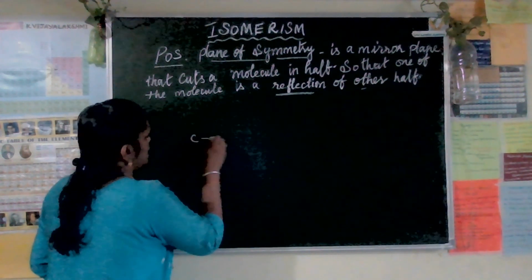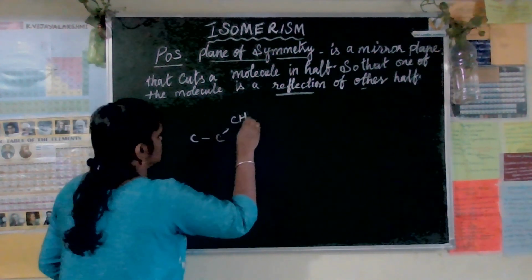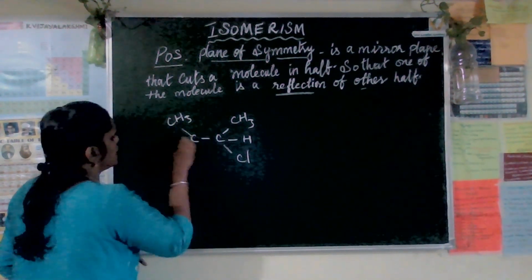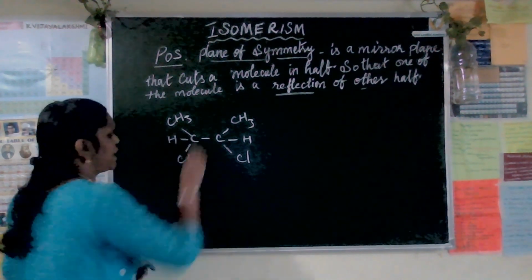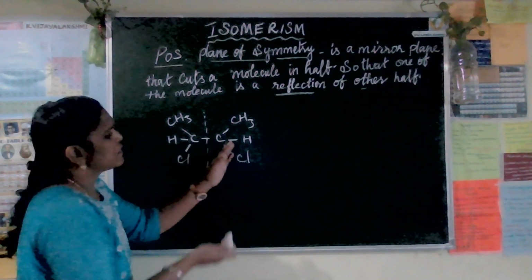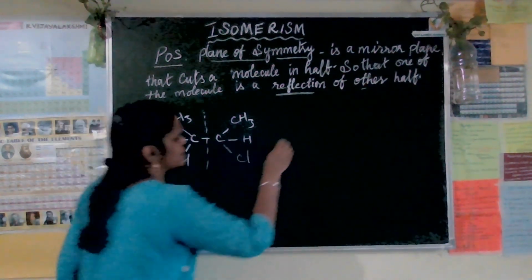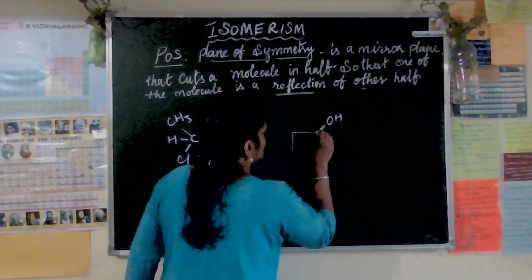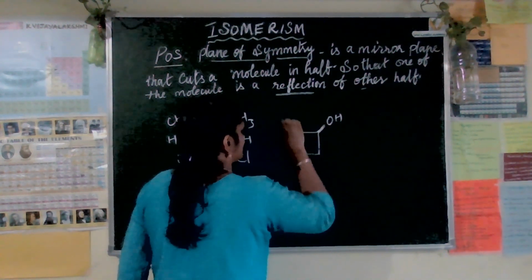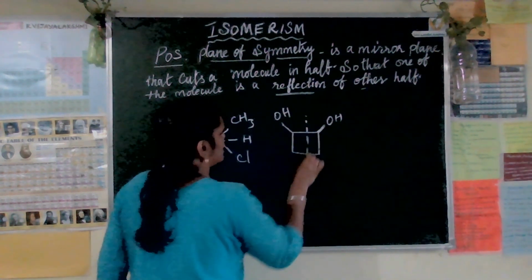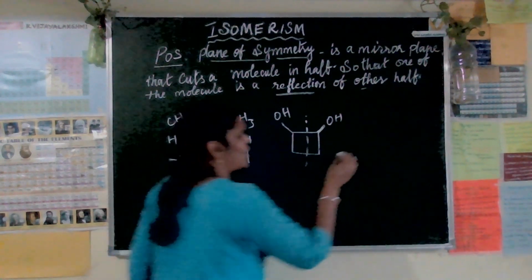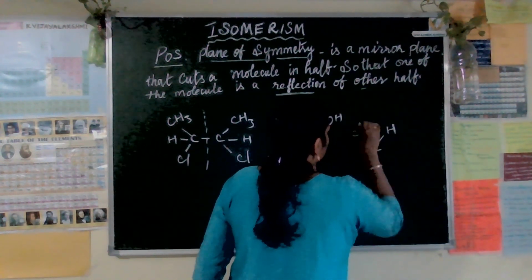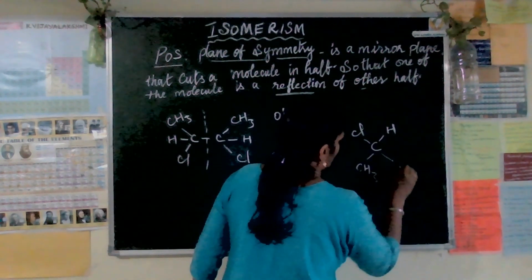For example, here C double bond C, here CH3, here hydrogen, here Cl. The same way here CH3, here hydrogen, here Cl. Now we are going to cut it, and that is a mirror reflection of the other one. Now one more example. Here OH, single bond only. When we cut it, that is the mirror image. Now another one. Carbon connected with hydrogen, here Cl, here CH3 and here CH3.